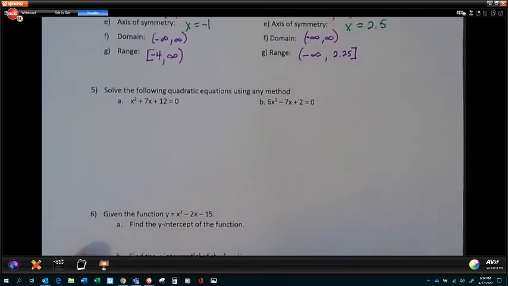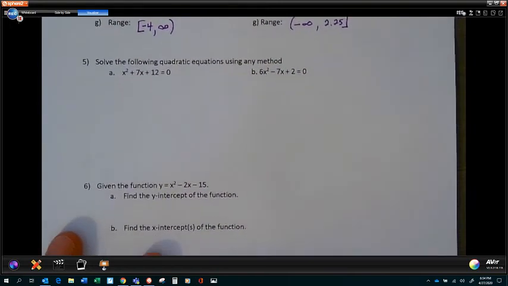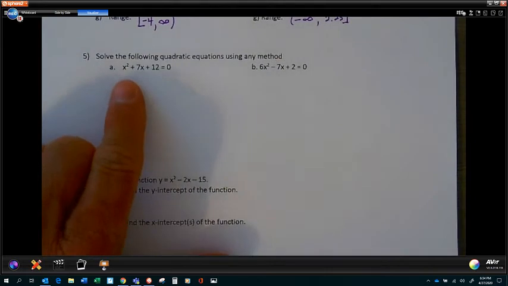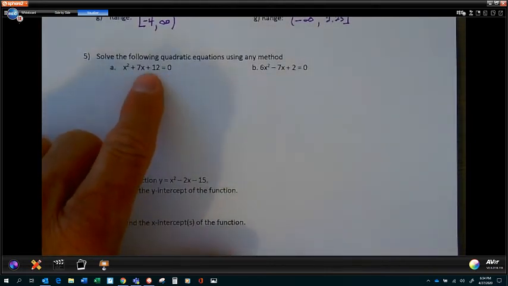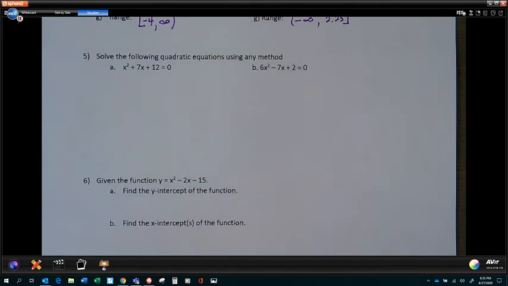All right, solve the following quadratic equations using any method. If I notice this one right here, I'm looking for factors of 12. Again, it's a positive C. Factors of 12 that add to 7. Well, if I think about that, 3 times 4 is 12, and 3 plus 4 is 7. So I think I'm going to factor this one out instead of using the quadratic formula or anything else.